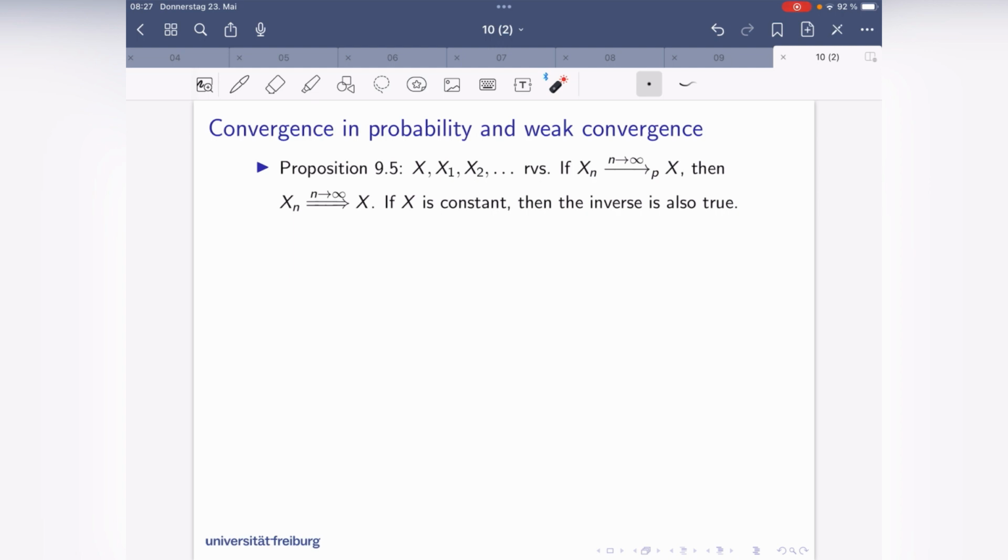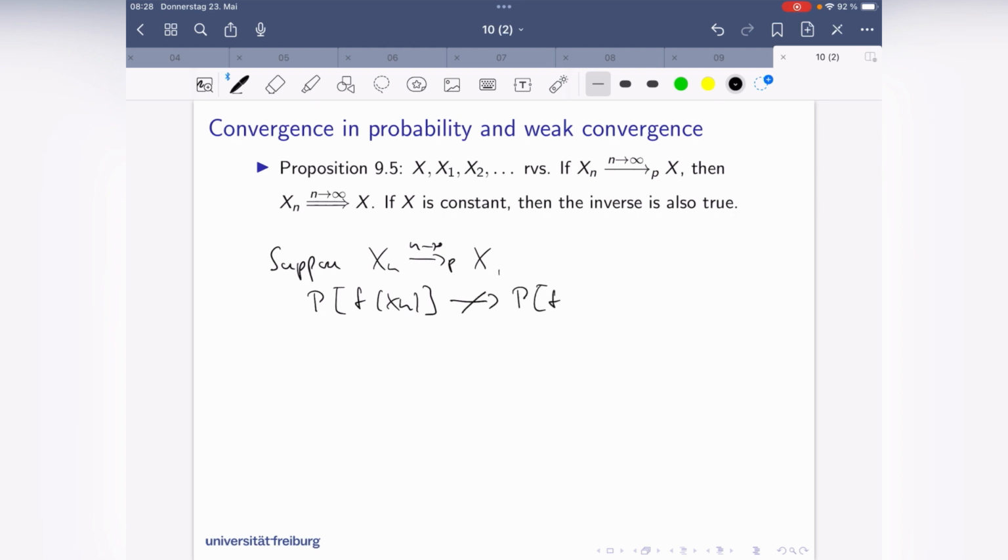And let me see if I can show this. It's by contradiction. So I suppose that xn goes in probability to x. And I also assume that the integral of f of xn does not converge to the integral of f of x for some bounded continuous function.